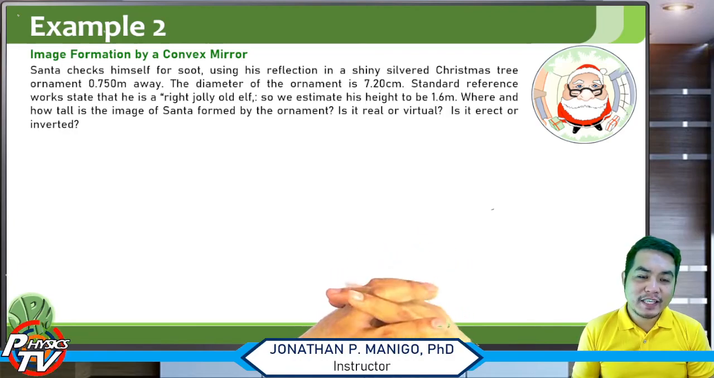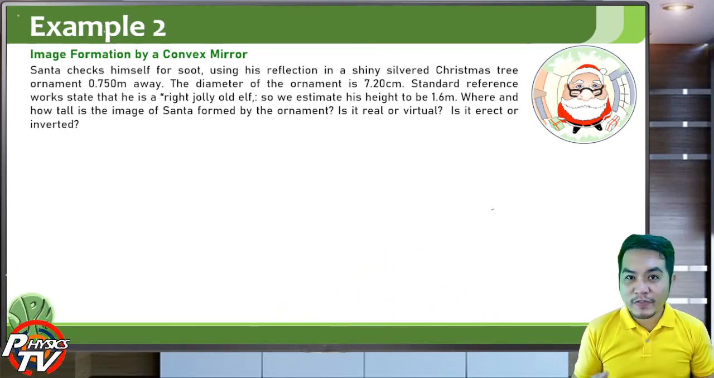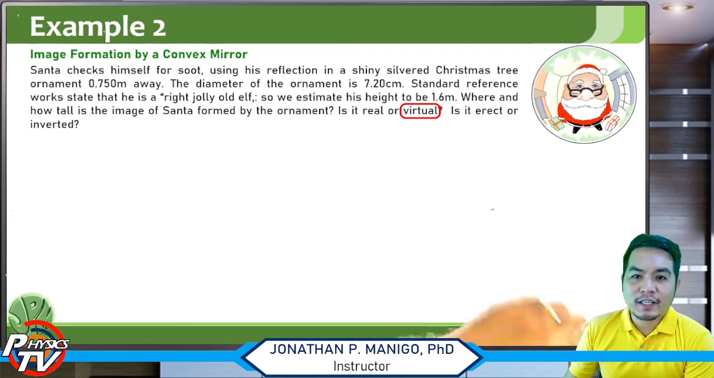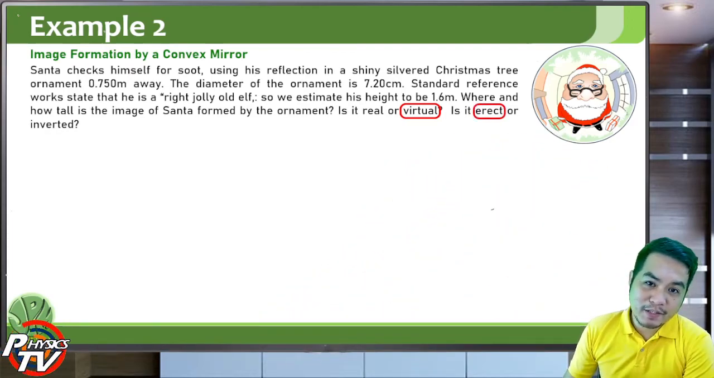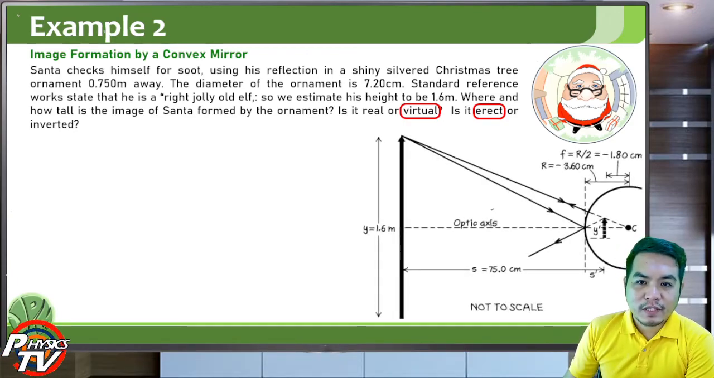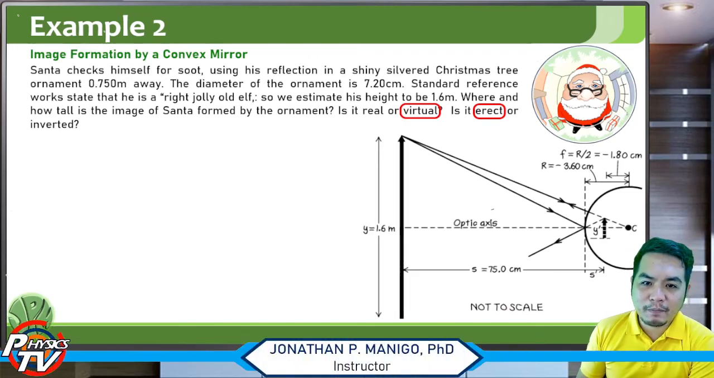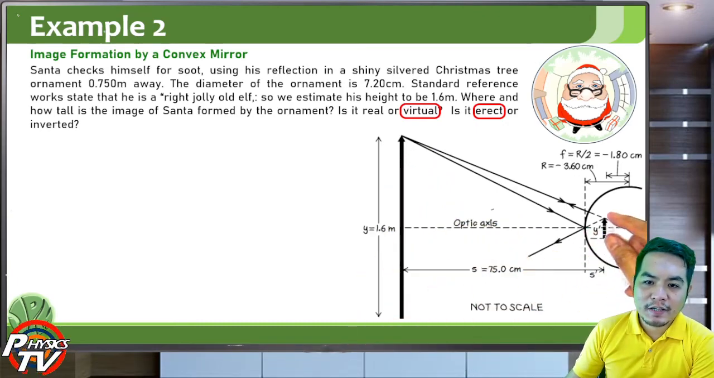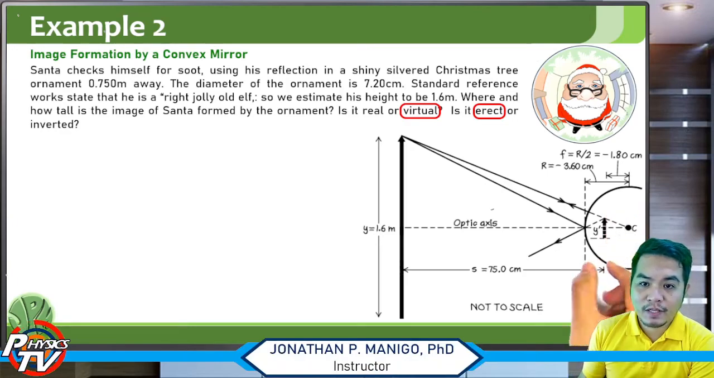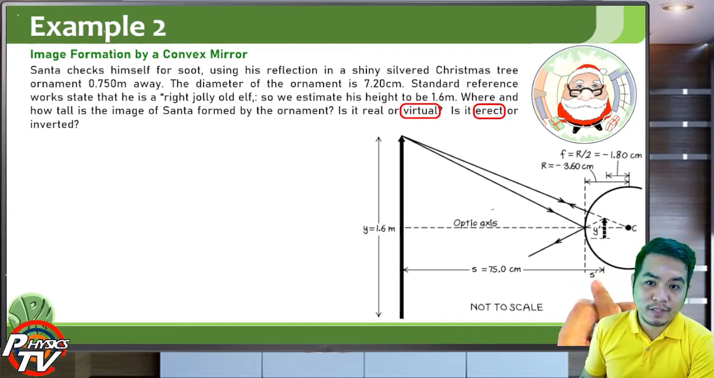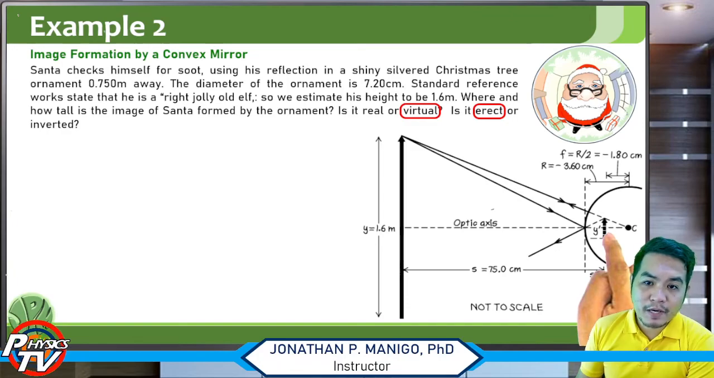Is it real or virtual? Is it erect or inverted? So we are talking about the image distance and the image height. Obviously, the image you see here will be virtual and erect, because for diverging or convex mirrors, the image is always virtual, erect, and smaller. This is the principal ray diagram for this problem. Santa is represented by this arrow, 1.6 meters, and this is his image. We don't know his height yet, or the image distance. But this is virtual, so s prime should be negative, and since this is erect, y prime should be positive.